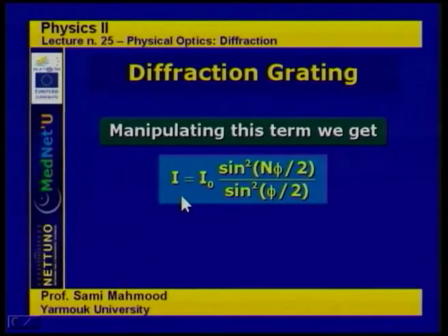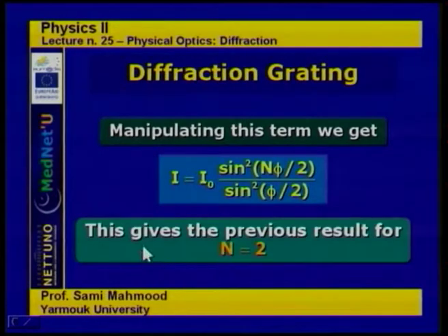After manipulating this term, we square the equation all through in order to get E squared instead of E, and E squared is proportional to the intensity. So this gives the intensity I equal to I naught times sine squared of capital N phi over 2, divided by sine squared of phi over 2. And here remember that capital N is the number of the openings or lines in the diffraction grating.